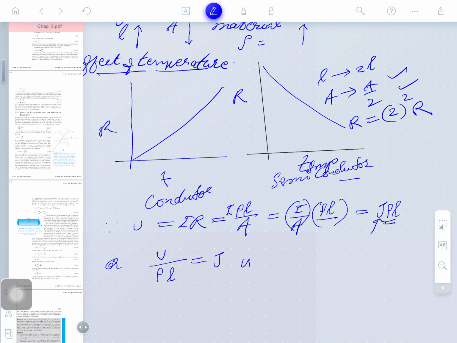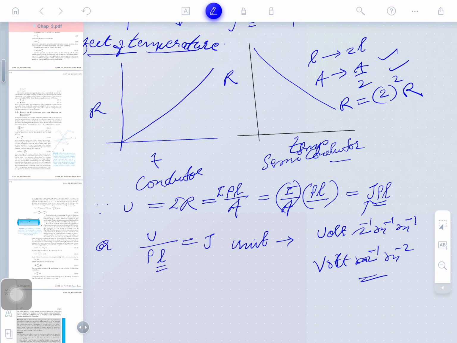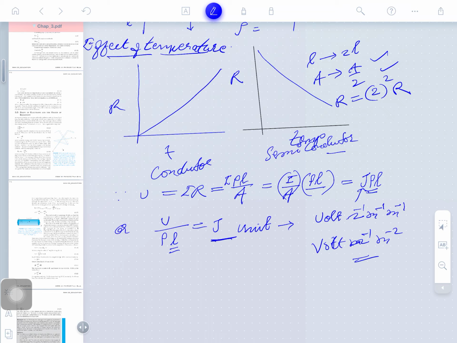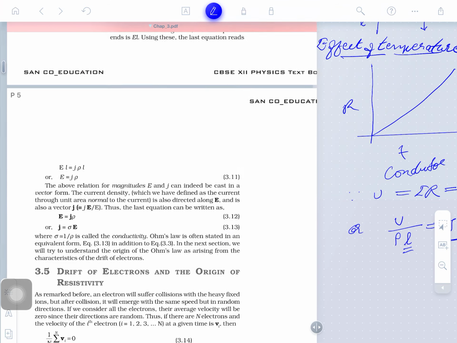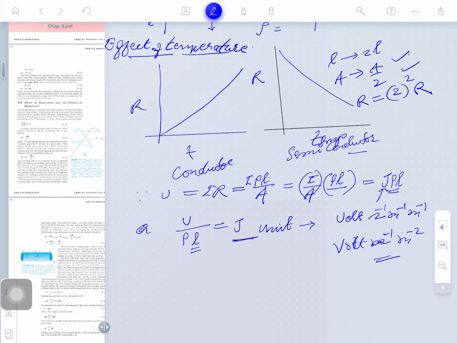So what will be the unit for current density? The unit can be volt per ohm meter, that is, density in ohm inverse meter inverse. Ohm meter, sorry, ohm meter, and length also comes as inverse here. So volt, volt inverse, and ohm inverse meter inverse. Clear? This can be further solved. So this is the density, and it can be explained further on this basis.